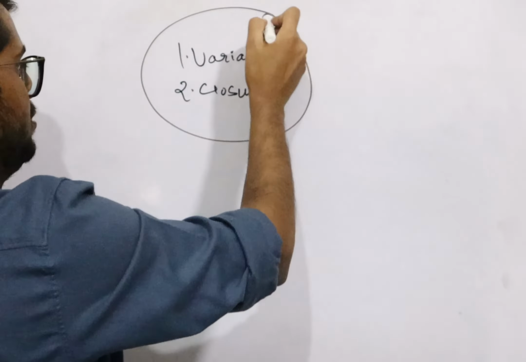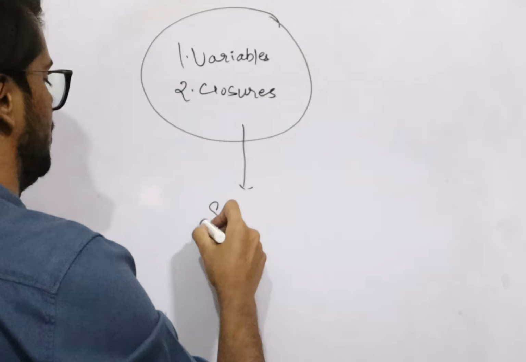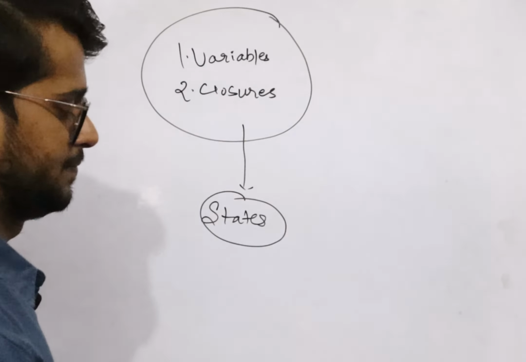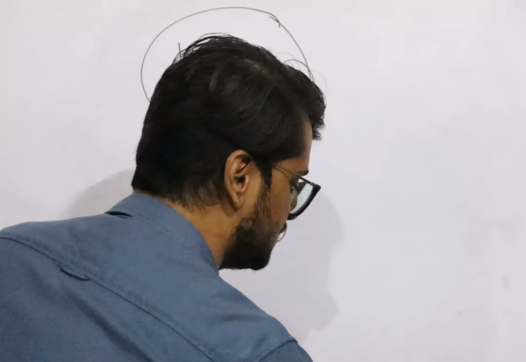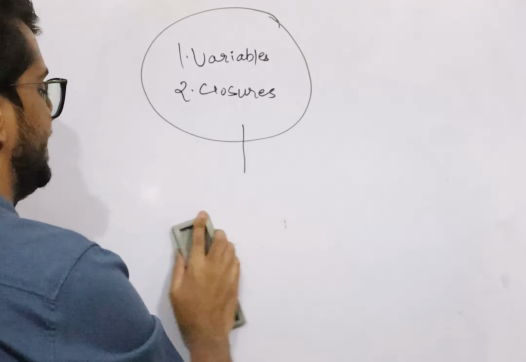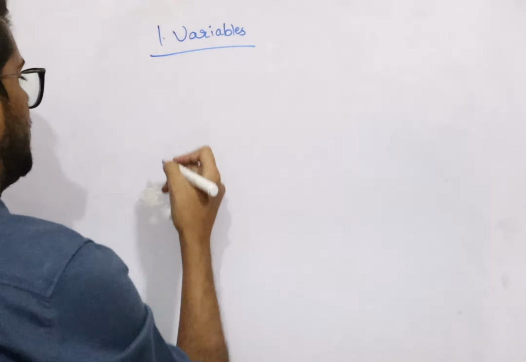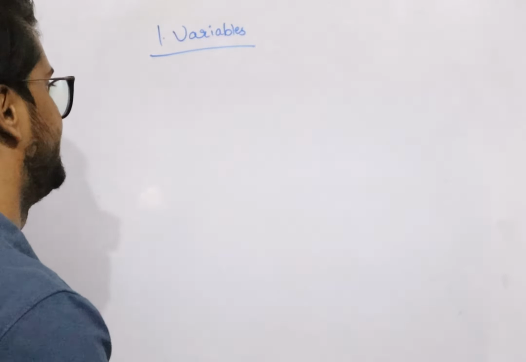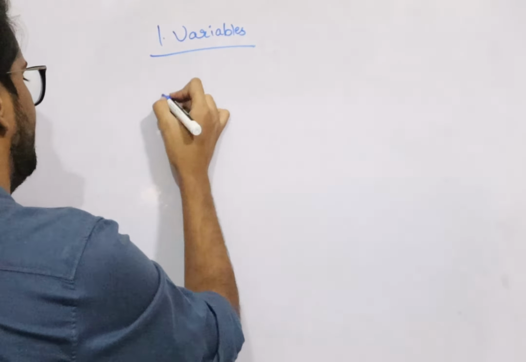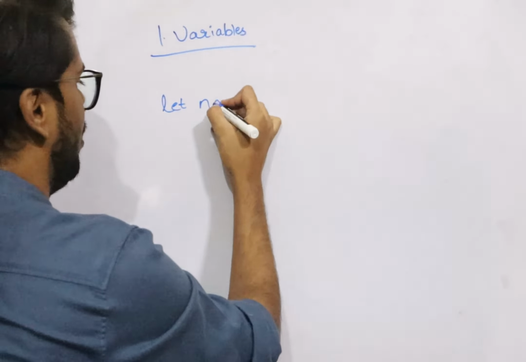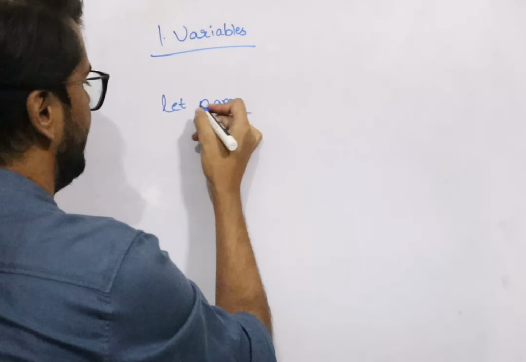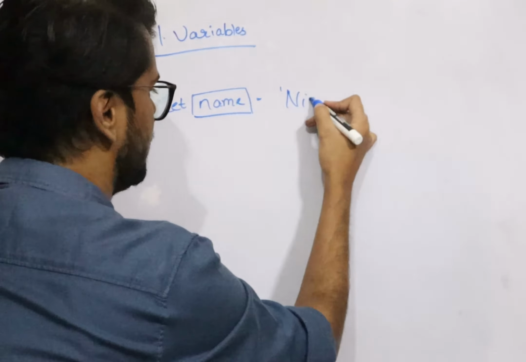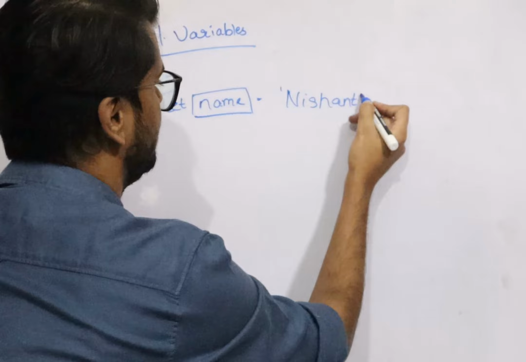We will learn about these two, then we will jump into states because their concepts will be needed. So, let me erase this. First, we will see what variables in JavaScript are. Variables are simply containers which contain some values, and they can change over time. For example, let's say I am making a variable called name, and I assign the value Nishant to this variable.